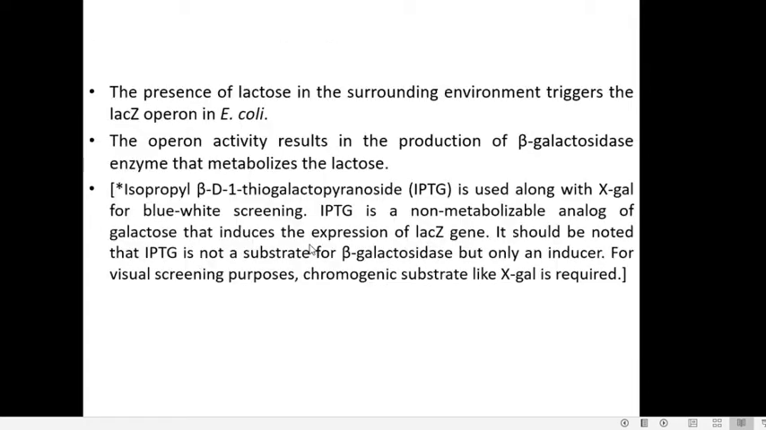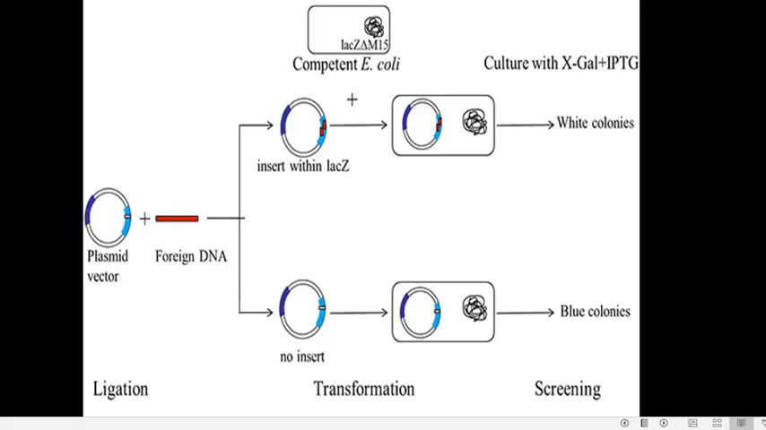So, we can just predict what will be the color of the two types of cells. We will go back to those cells. This is the cell which has taken up the vector containing the foreign DNA. And here there is no functional beta galactosidase. So, even if the cell is growing in a medium containing X-gal, it will not produce blue color. Why? Even if the cell absorbs X-gal from the medium, there is no functional beta galactosidase in this cell to hydrolyze X-gal.